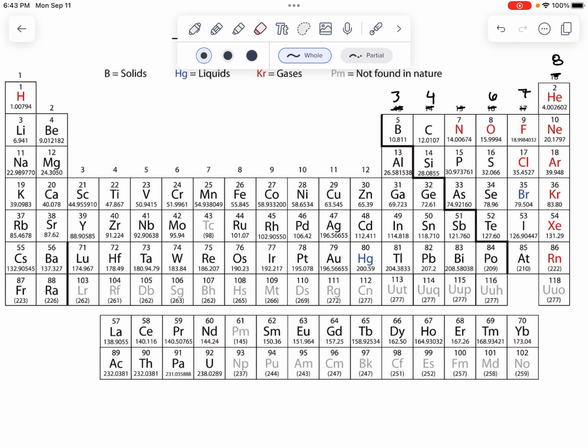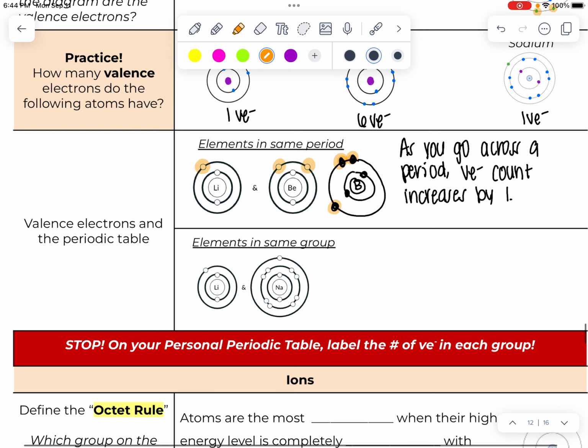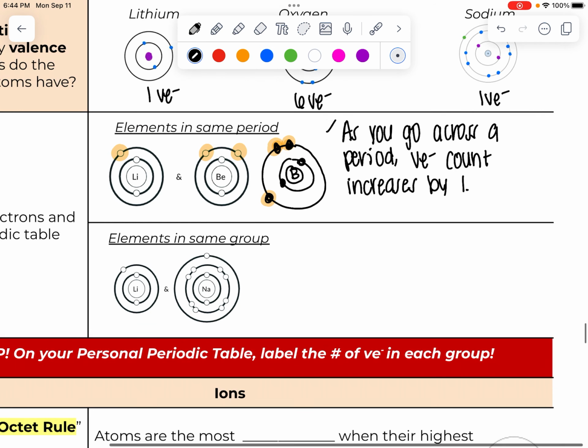Remember, how many valence electrons does lithium have? Lithium had 1. Beryllium had 2. Boron had 3. Carbon would have 4. What are you noticing here? Not only does the count increase by 1, but the numbers that I had you label these groups with, that's the number of valence electrons. So group number matches valence electron count. If you want, you can also add that in to this little row right here to help remind yourself. So as you go across the period, valence electron count increases by 1, and the valence electron number matches the number of the group.